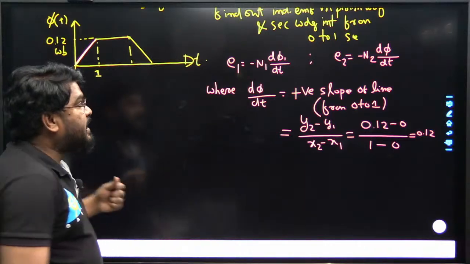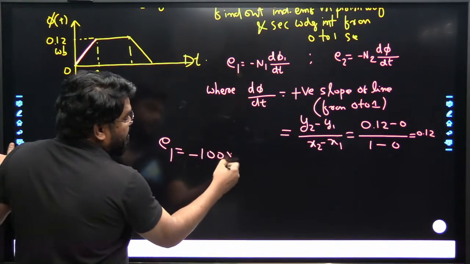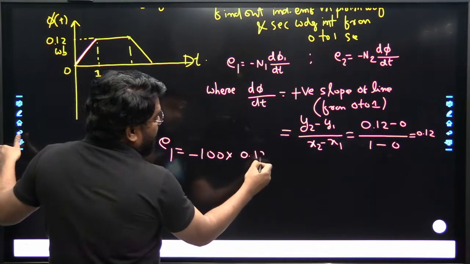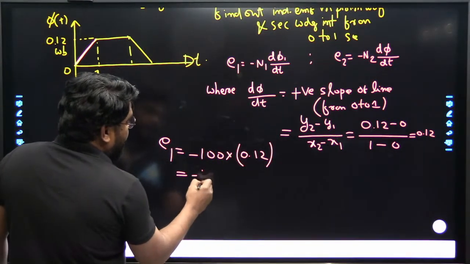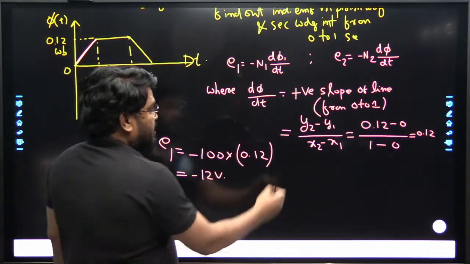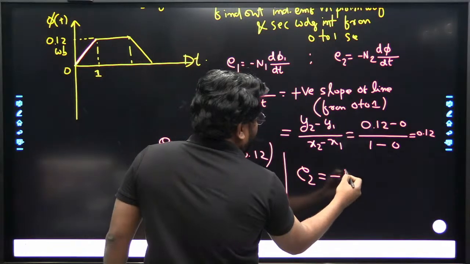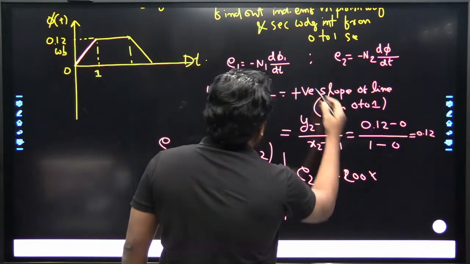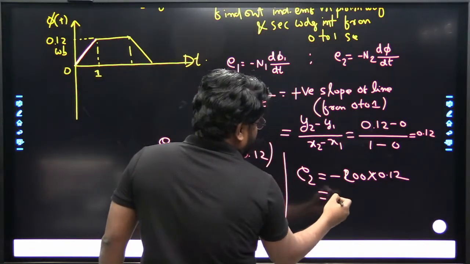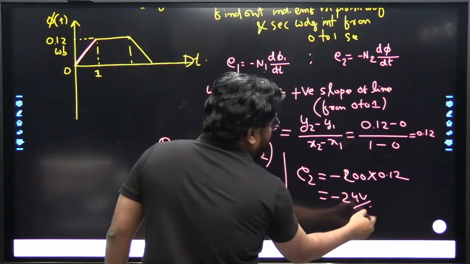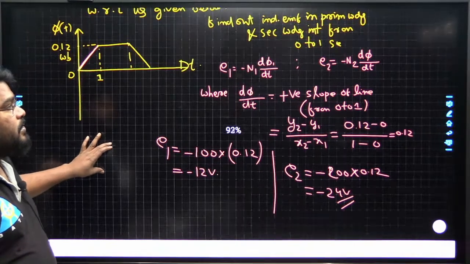So let us calculate V1. V1 is equal to minus 100 into 0.12, so it is equal to minus 12 volts. Similarly, V2 is equal to minus N2, where N2 is 200, into dφ/dt. So that is equal to minus 24 volts. So this is also another possibility of the question. Is that clear?